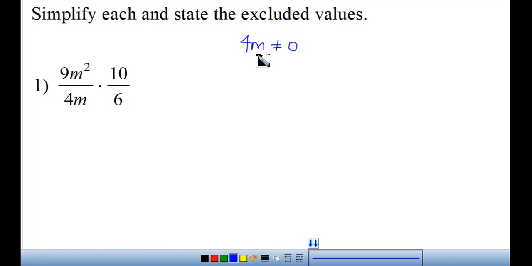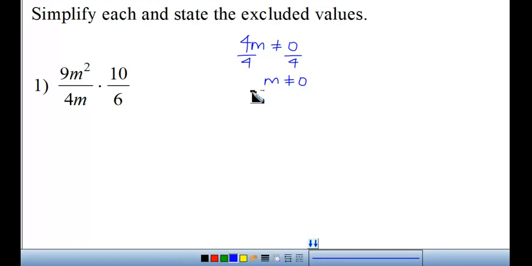So, in order to find out what values to exclude, we take the denominator that involves a variable and we set it not equal to 0. And we solve it. In this case, m cannot equal 0. If I put a 0 in here and I multiplied it by 4, I would get 0 in the denominator, and I can't have that.